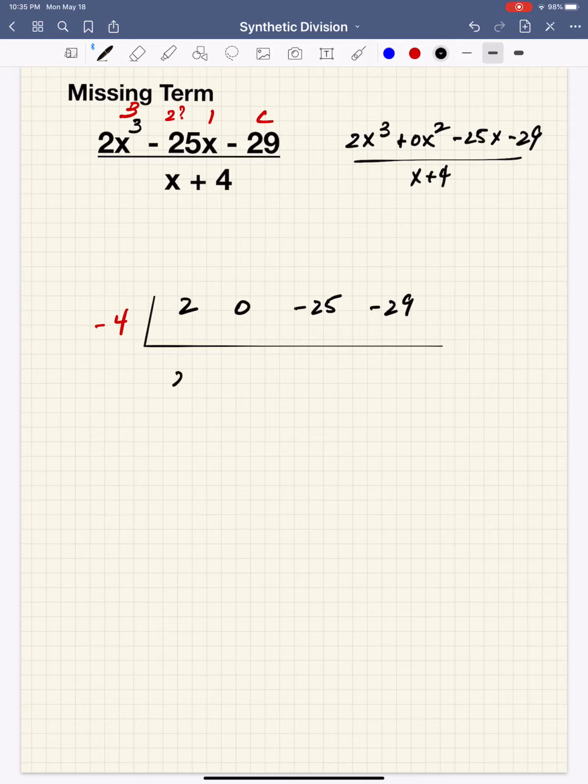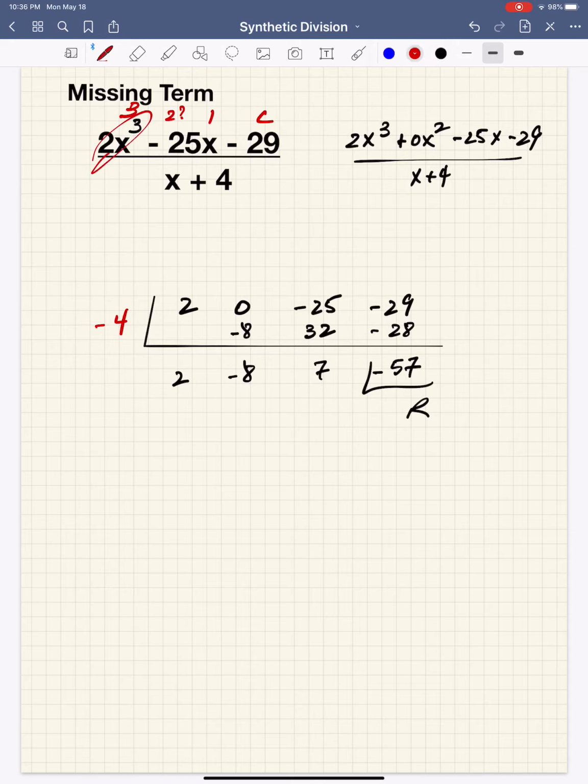I'm going to bring down the 2. Negative 4 times 2 is negative 8. Add it up, you get negative 8. Negative 4 times negative 8 is 32. And when I add that, I get 7. Negative 4 times 7 is negative 28. And that's negative 57. That is your remainder.